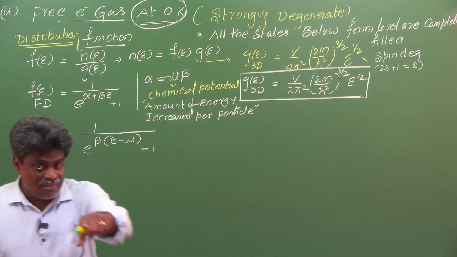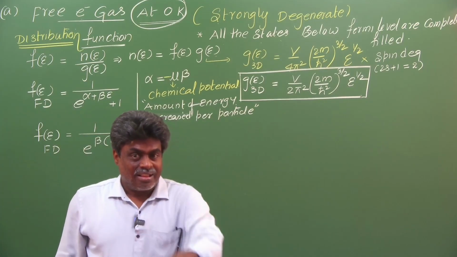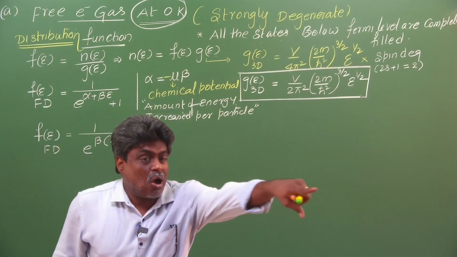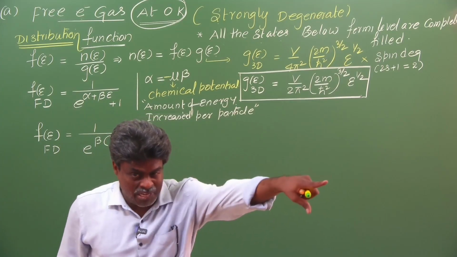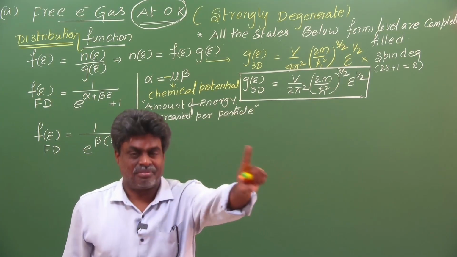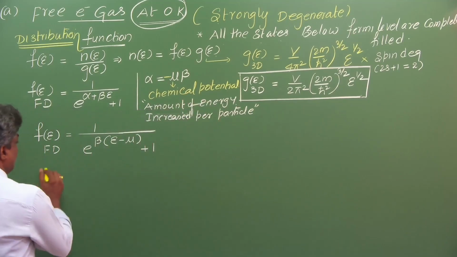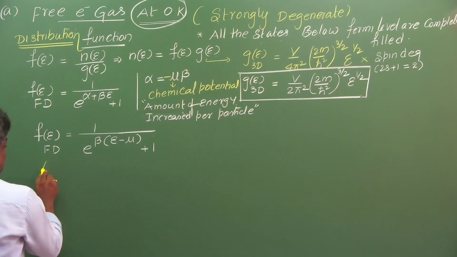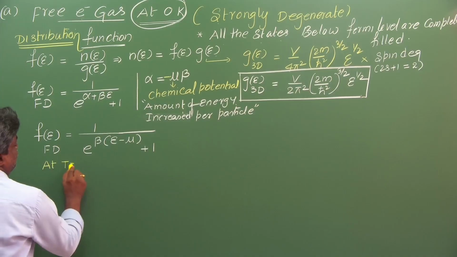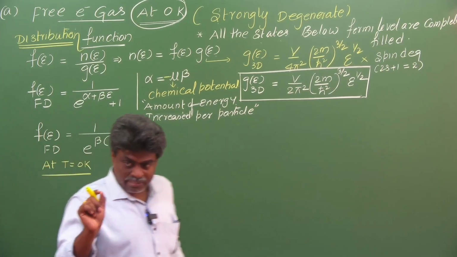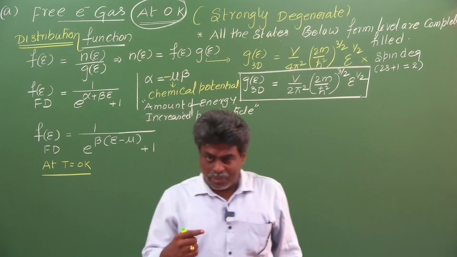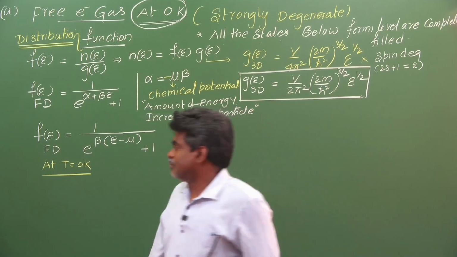What is the Fermi level? Last occupied level. Limiting potential. Now, you are considering T equal to 0 Kelvin. Please try to understand carefully.